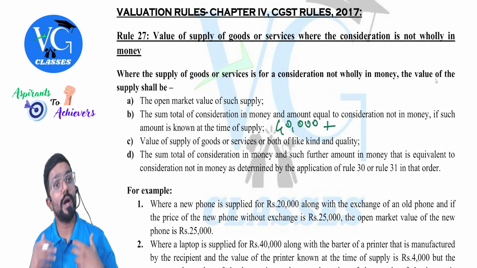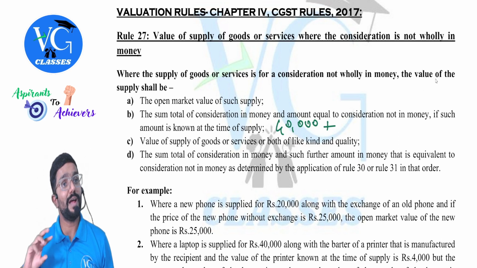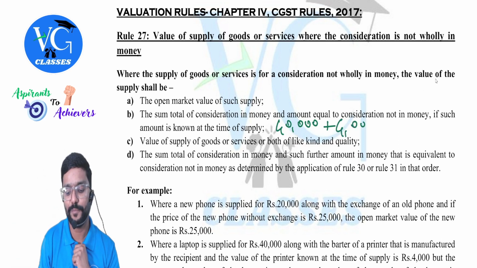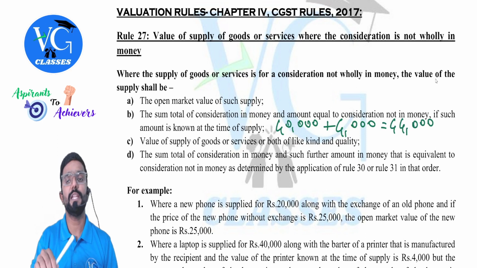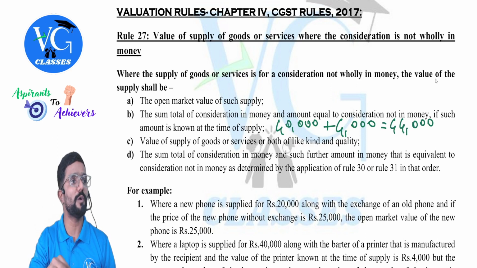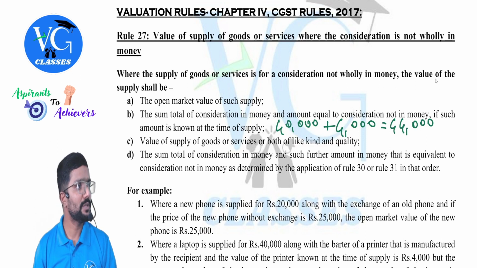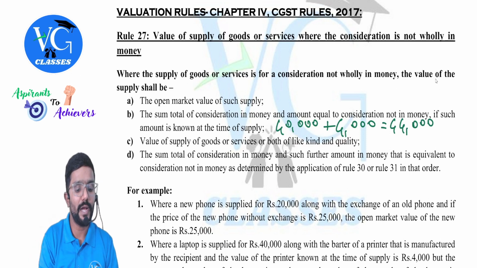And consideration not in money. What is the value of it? They told in the question. It is 4,000. The value of printer is 4,000. So what is the value? Total value here? 44,000. So the seller of laptop has to pay GST on what amount? 44,000. Straight away we went for B. Why so? Because A was not available. Open market value of the laptop was not available.